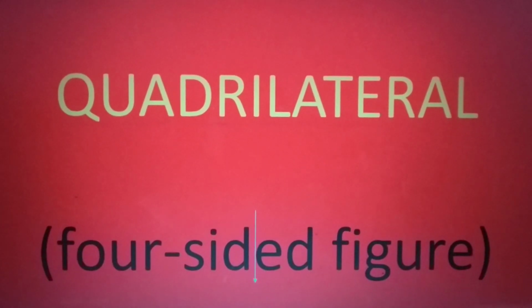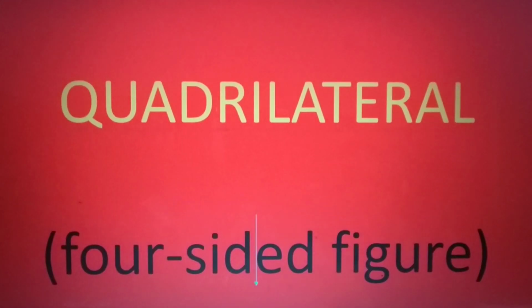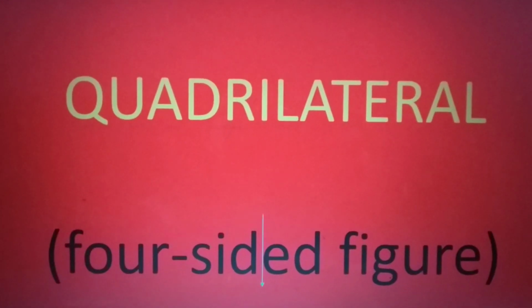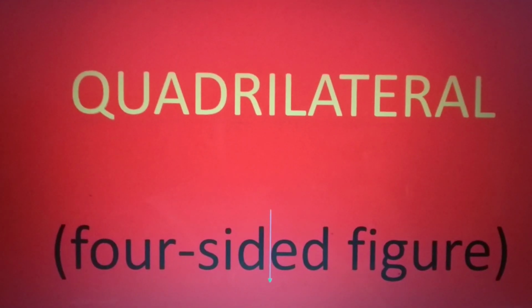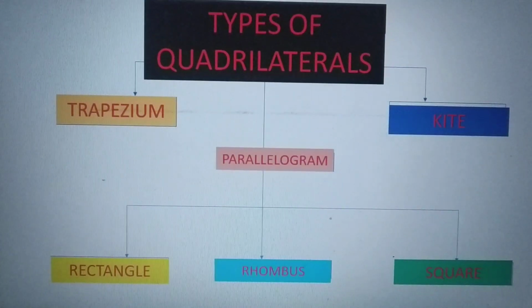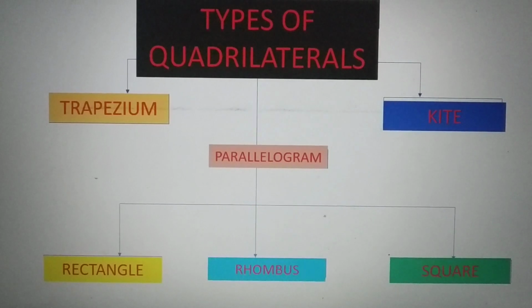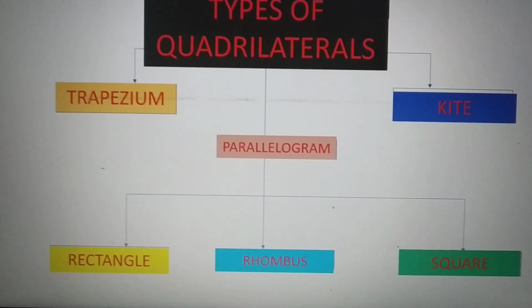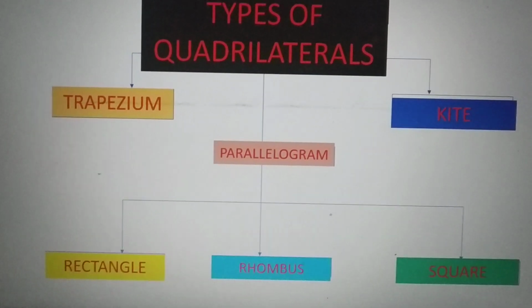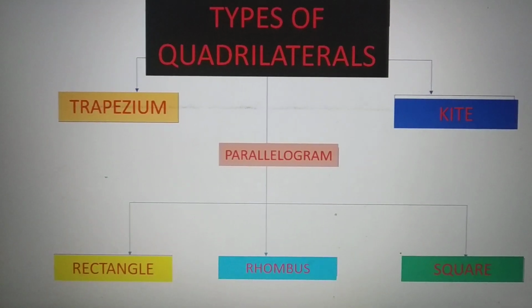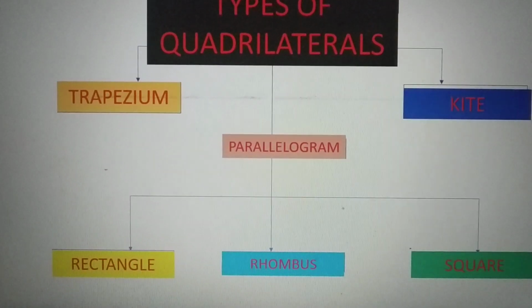Today let us discuss the properties of quadrilaterals. As I said earlier, quadrilateral: quad means four, lateral means side, which is nothing but a four-sided figure. Some of the different types of quadrilaterals are trapezium, kite, parallelogram, rectangle, rhombus and square. Rectangle, rhombus and square are special types of parallelogram.